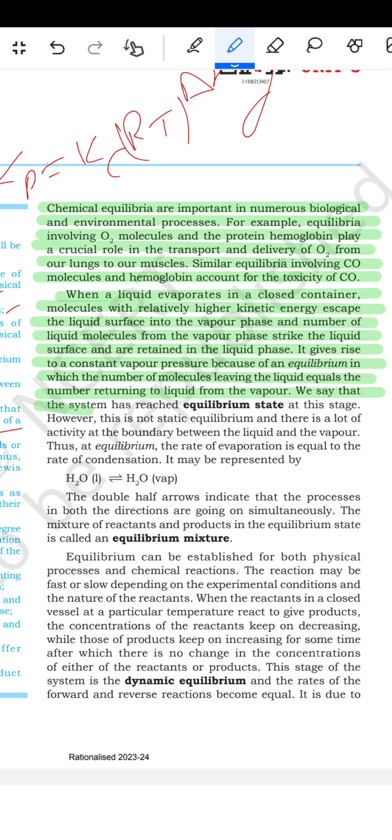We say that the system has reached equilibrium state. At this stage, however, there is not a static equilibrium and there is a lot of activity at the boundary between the liquid and the vapor. Thus, at equilibrium, the rate of the evaporation is equal to the rate of the condensation. It may be represented by H2O(l) ⇌ H2O(g), लिक्विड से वेपर में जा रहे हैं। The double half arrow indicates that the process in both the directions is going simultaneously. The mixture of the reactants and the products in the equilibrium is called the equilibrium mixture.